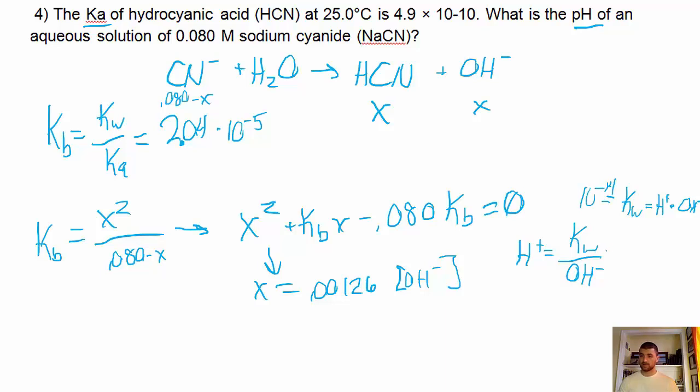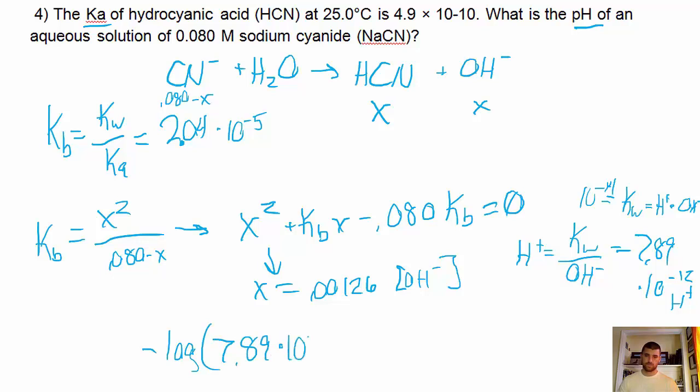So now I got numbers, I plug it in. I get 7.89 times 10 to the minus 12 as my H plus concentration. So I just do negative log of that. And I get a pH of 11.1. Final answer. Tough problems, I know. Questions in class?